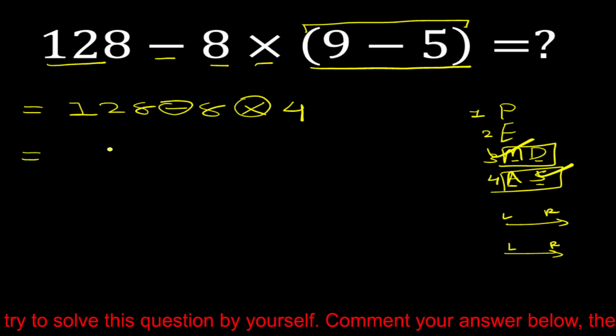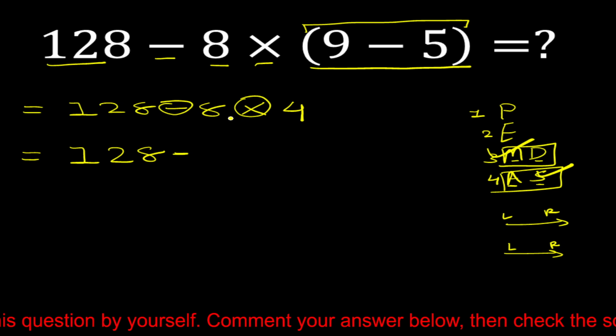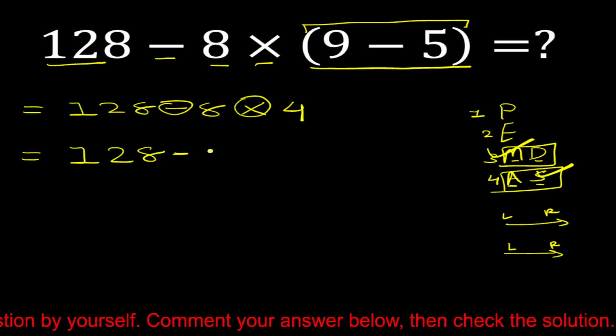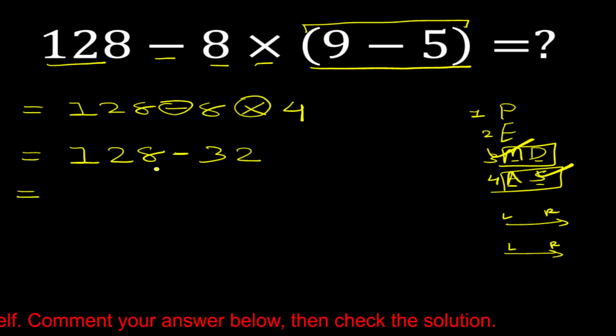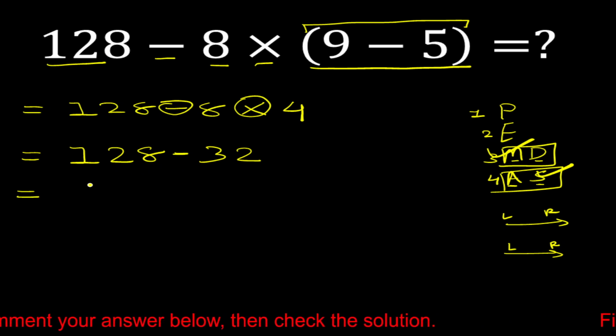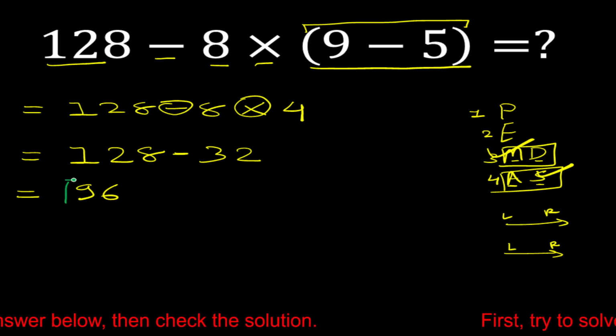Okay. So it is equal to 128 minus, now solve this multiplication, 8 multiply 4 is 32. Now 128 minus 32 is equal to 96. Okay, so the correct answer is 96.